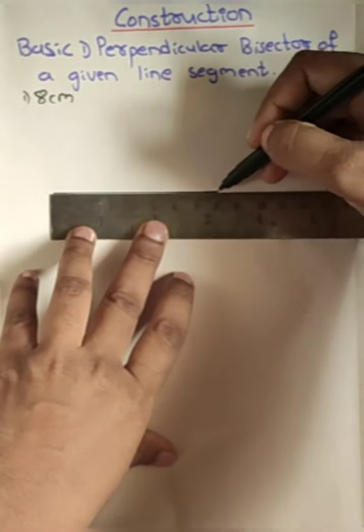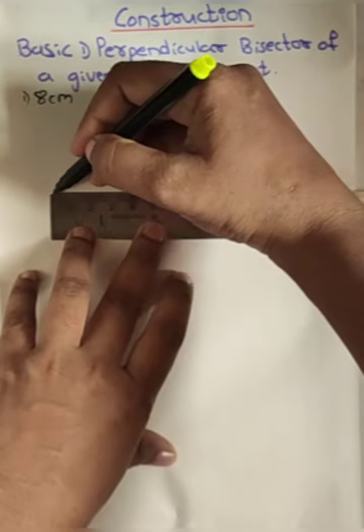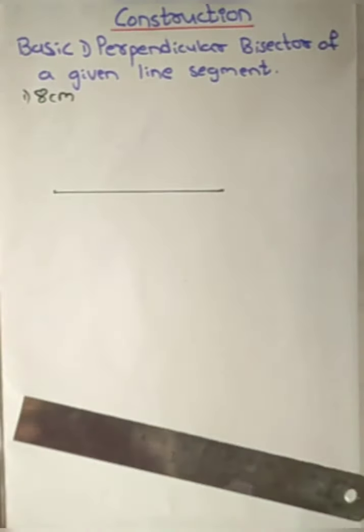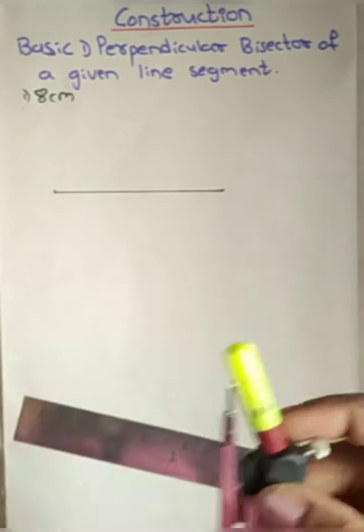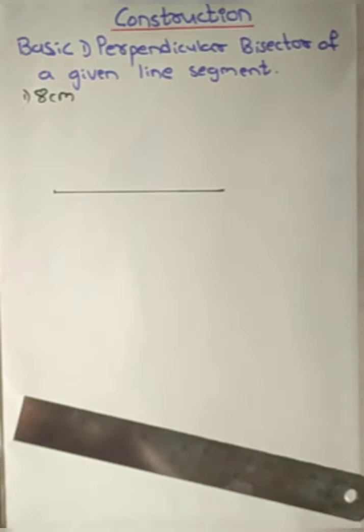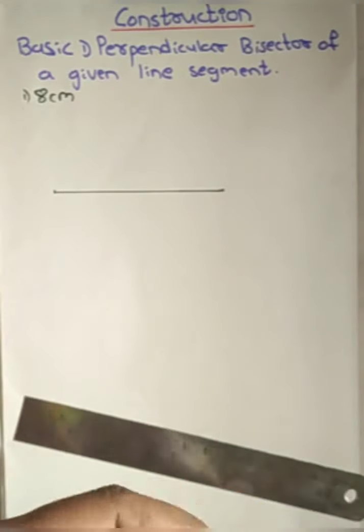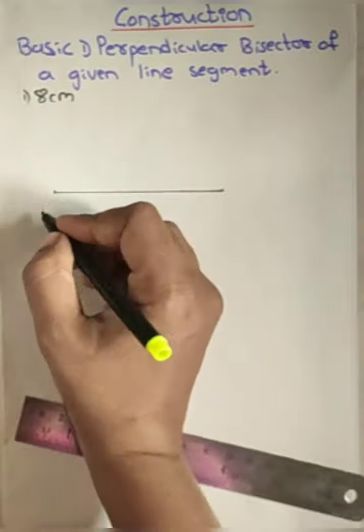For that you should use pencil and rubber, scale, compass. Don't use sketch pen here. To show you dark, I had drawn with the sketch pen. Now take your compass. You can name here line segment as AB.